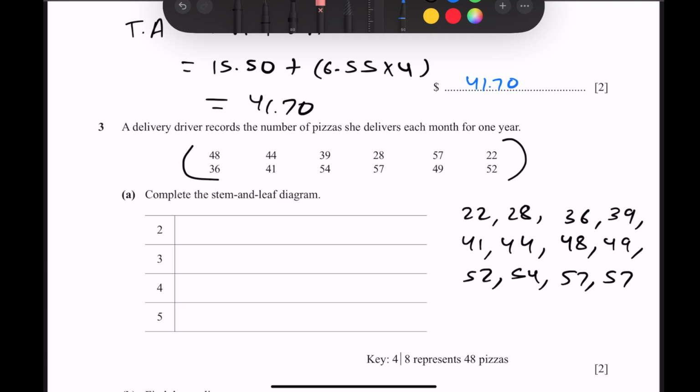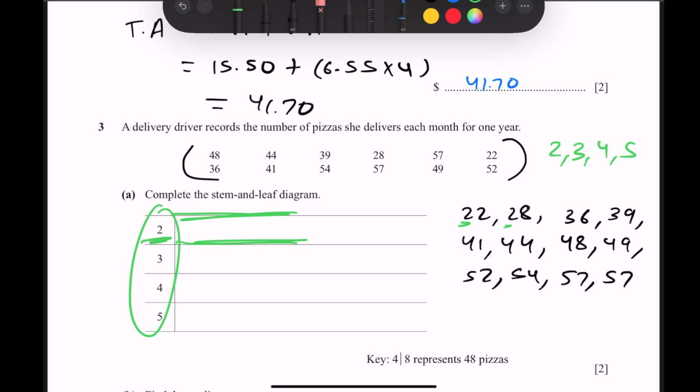Now with that done, we check the first digit of each of these numbers. Now there can be 4 possible first digits. It can be 2, 3, 4, or 5. And this corresponds to these 4 rows here. So in this row, all the numbers that have 2 as the first digit will go. In this row it will have 3 as the first digit. This row will have 4, and this row will have 5.